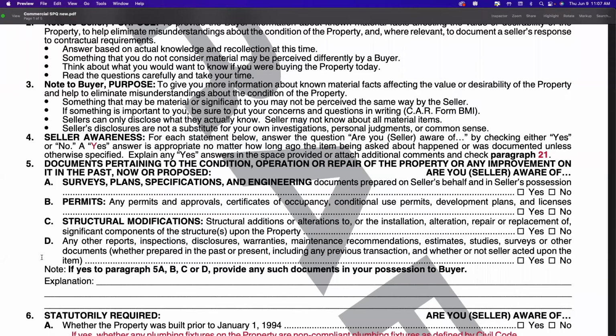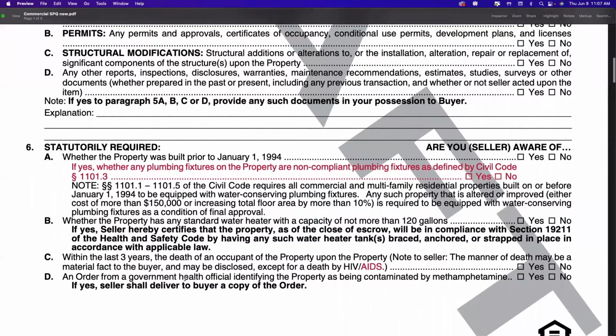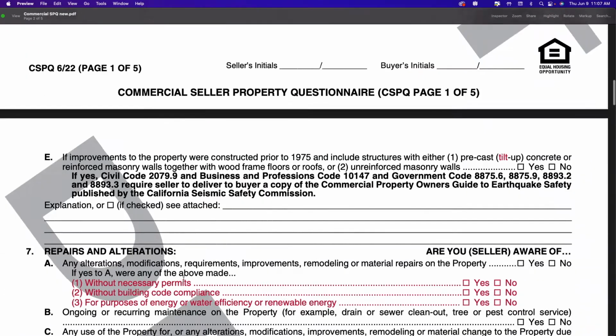Are you aware of it? Yes or no? And you check yes. And if you check yes, you give a definition or an explanation of what that yes is, right? So this is all for commercial stuff. You can see surveys and plans, permits, structural modifications, whether the property was built prior to 1994, and whether the plumbing fixtures are compliant, right? So it's going to go through and ask the questions.